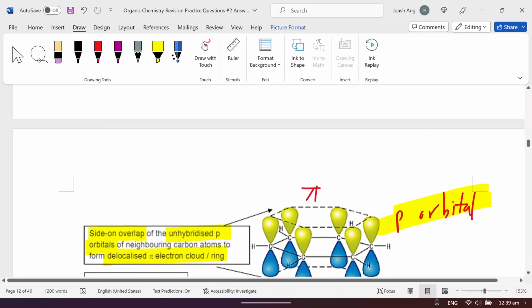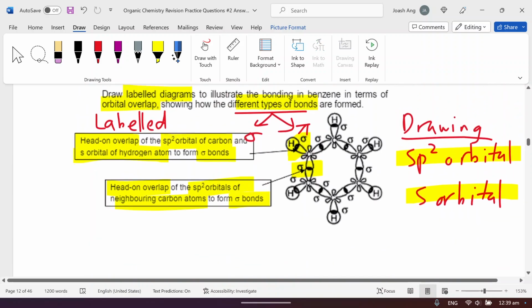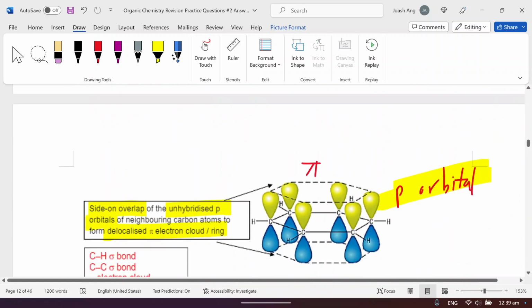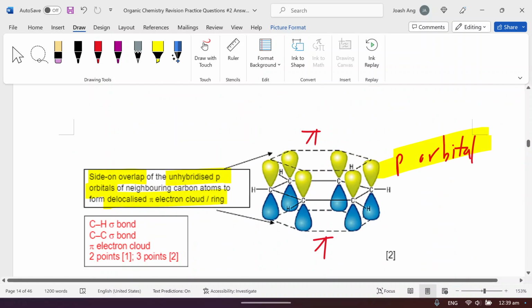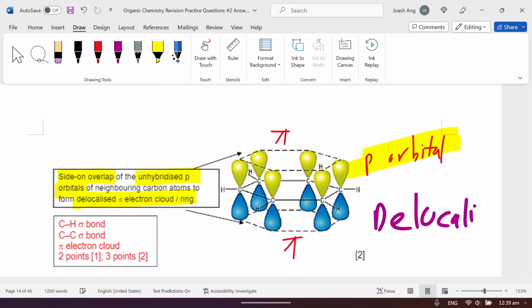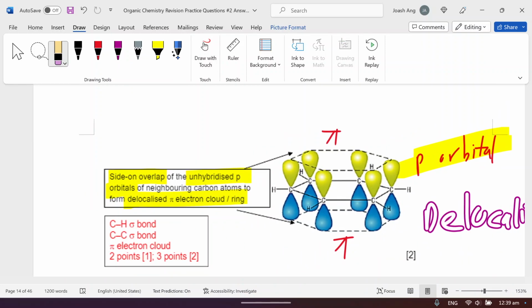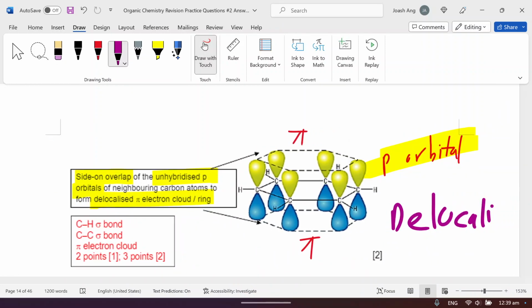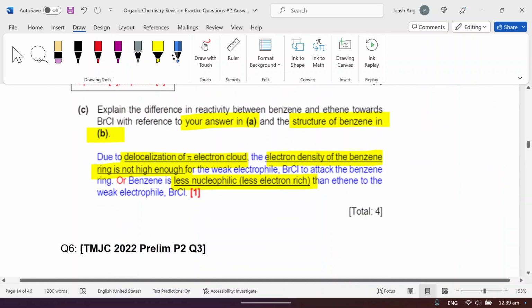And for how you use your structure of benzene in B, focus on the concept of the delocalization of the pi electrons. Yeah, focus on the delocalization of pi electrons.